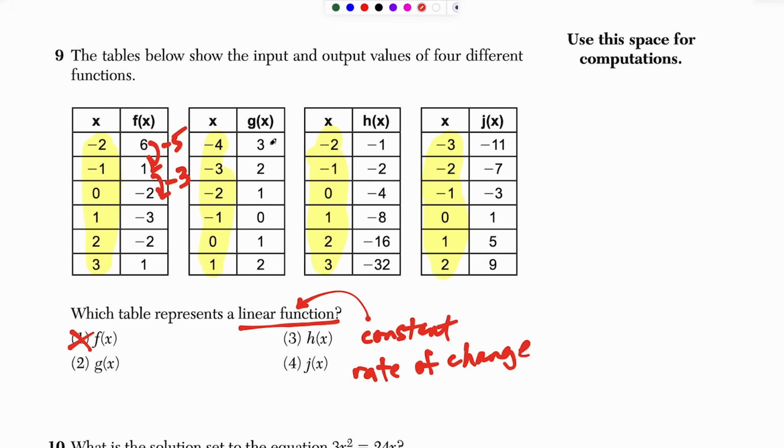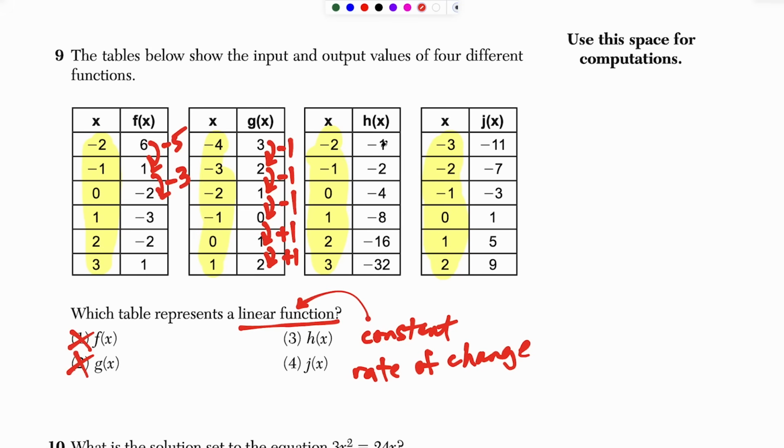And if we look at g of x, see how going from 3 to 2 is minus 1. From here to here is minus 1. From here to here is minus 1. Now don't stop here and be like, oh, cool, it's probably this. Because here from 0 to 1, we're going up 1. Okay, and then up 1 again. So not a constant rate of change. So this one here is out.